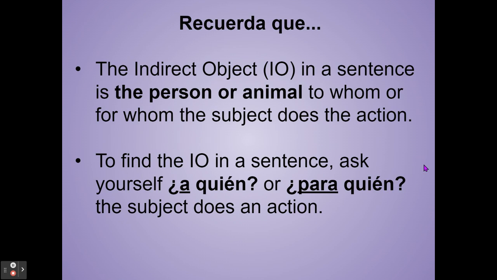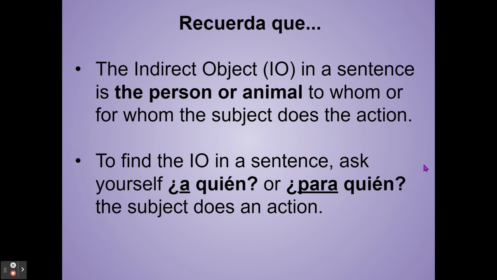Remember as well that the indirect object of a sentence will always be a person or an animal. When you want to find it, it's always going to be a person or an animal, to whom or for whom the subject does the action, okay? And so to find the IO or indirect object in a sentence, you want to ask yourself, a quién, to whom, or para quién, for whom the subject does that action.